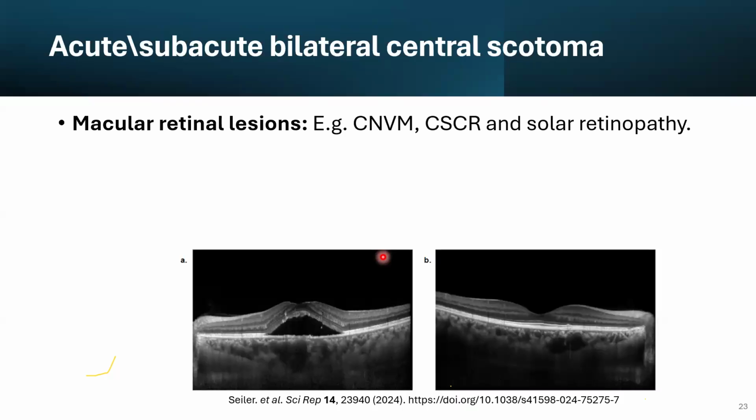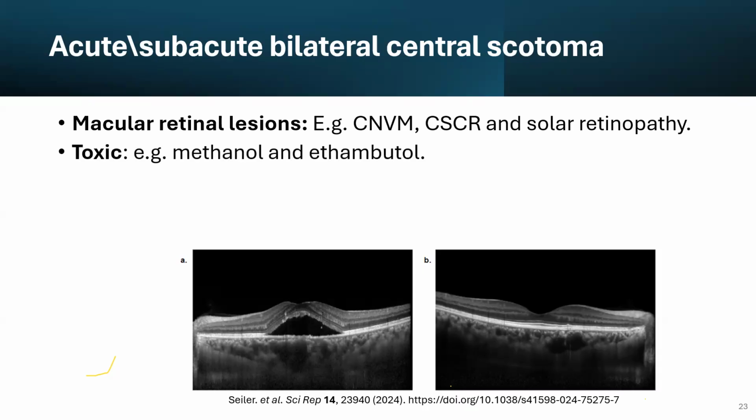I have seen cases referred to my neuro-ophthalmology clinic that were just CSCR, and they didn't do the simple OCT. So it's important to do macular OCT in patients with loss of central vision to rule out subtle macular lesions before working the patients up for optic neuropathy.